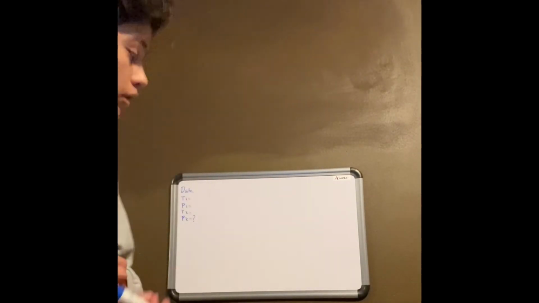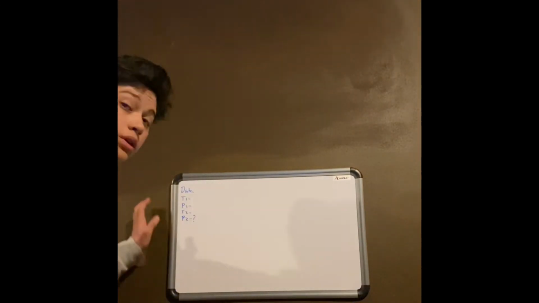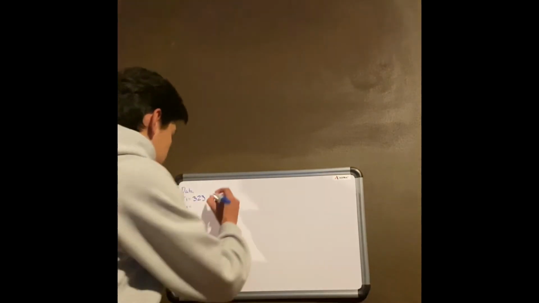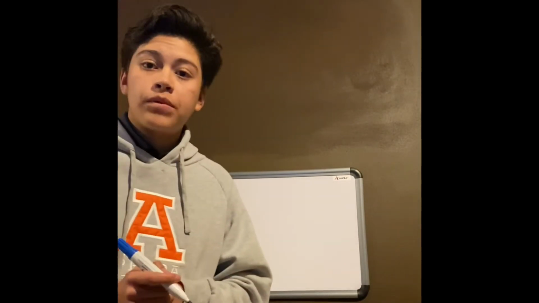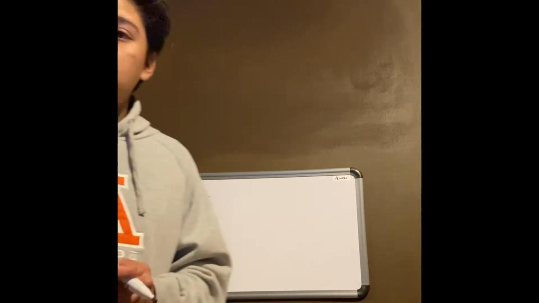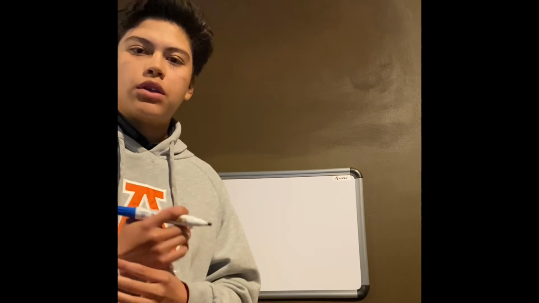So what we need to do for getting the data is the following. The problem tells us that the gas is cooled from 323 kelvins, which is going to be our first temperature. So temperature 1 is 323 kelvins. Then pressure 1 was 750 millimeters of mercury.